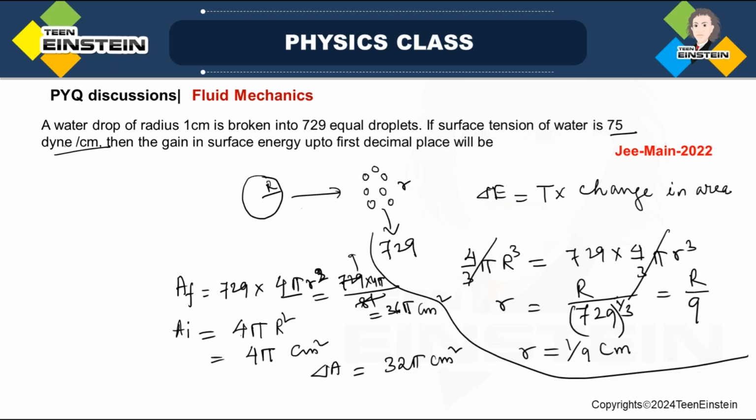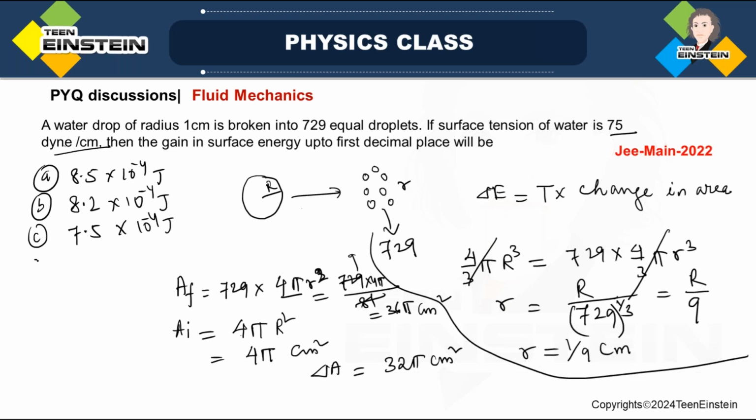What are the options? Option A is 8.5 into 10 to the power minus 4 joule. Option B is 8.2 into 10 to the power minus 4 joule. C, 7.5 approximately, into 10 to the power, up to the first decimal, minus 4 joule. And D is 5.3 into 10 to the power minus 4 joule.